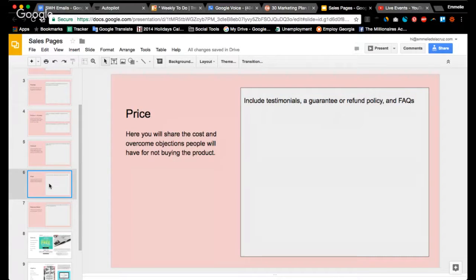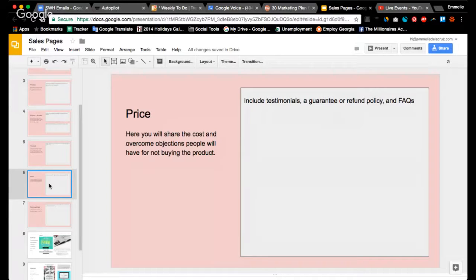The next thing is the price point. So all you're going to do is provide the price point. How much does it cost? Do you offer installments? Are you offering any kind of payment plan? Is there a registration fee? Is it monthly? Is it recurring? What is the payment? Like, how are people going to pay you? What is the payment plan or payment processing?